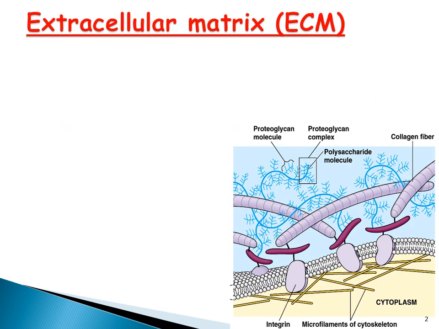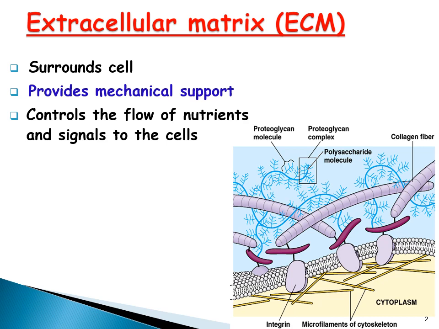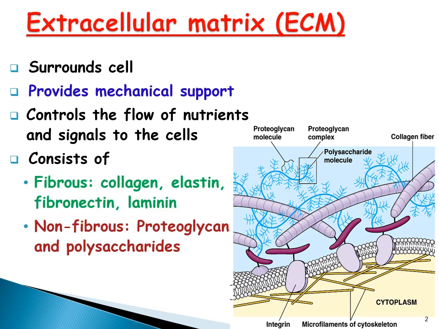Collagen is an important part of the extracellular matrix in our body. This extracellular matrix usually surrounds the cell. It provides mechanical support to the cell. It controls the flow of nutrients and the signals to the cells.